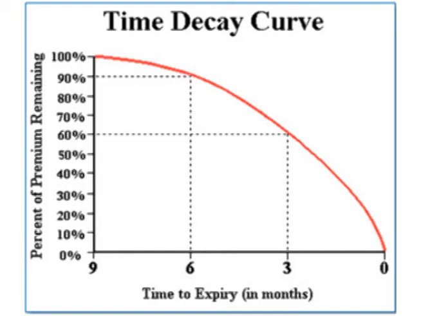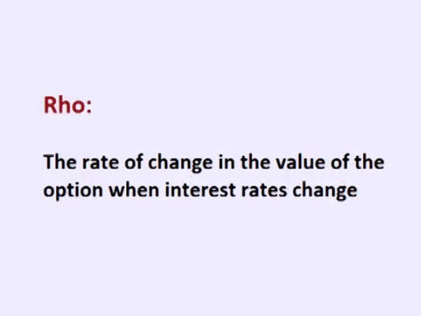For instance, an option that expires in 9 months will lose just 10% of its value from time decay the first 3 months. The second 3 months that triples to losing 30% of its original value, and the final 3 months it loses 60%. Rho is the rate of change in the value of an option when interest rates change. Rho is the amount an option will change in value if there is a 1% change in the risk-free rate.